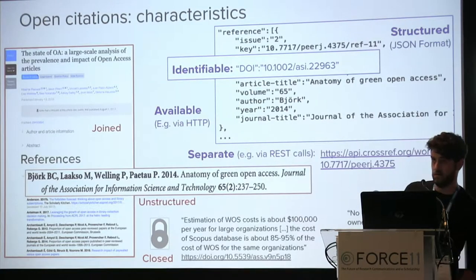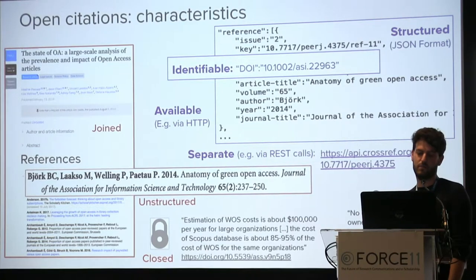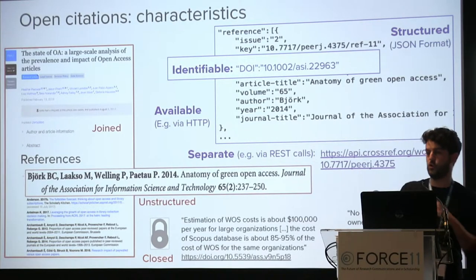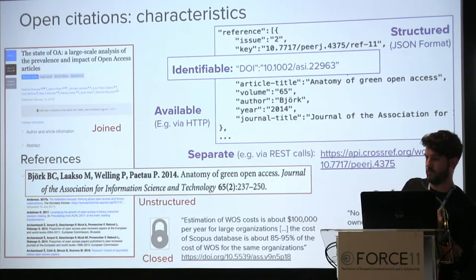So in this slide, it's just an overview of what I've just said. We have a structured format, a JSON format, for the citation data. We have the citing and the cited entities identifiable through DOIs. They are available, so we can retrieve their data, for example, via HTTP protocols. They are separated. If we think, for example, of Crossref, we have the APIs which we can use to get one specific entity, and they are open. So we have no claims of ownership by individuals for those metadata. On the left side, you can see the negative things, what is the situation right now.